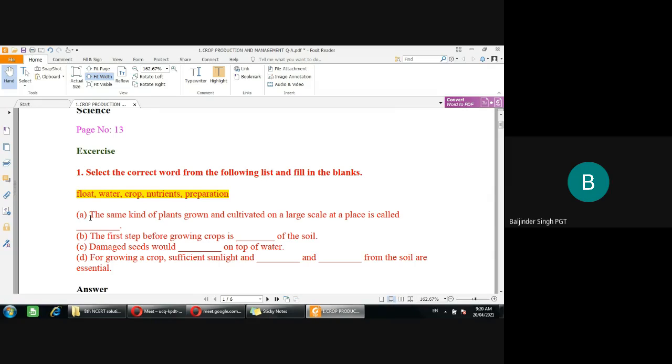Okay, then C देखिए. Preparation of the soil. Damaged seeds would dash. पहले नहीं बोला, ठीक है? Don't speak before I speak.